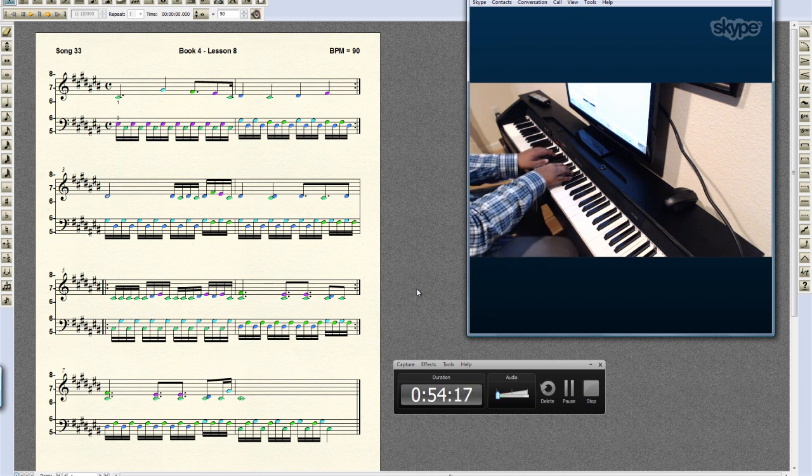1, 2, 3, 4, 5, 6. 1, 2, 3, 4. 1, 2, 3, 1, 2, 3. There you go. Except you added in an extra note with the left hand. Go again. Do it again. 1, 2, 3, 4, 5, 6. 1, 2, 3, 4. 1, 2, 3, 1, 2, 1.